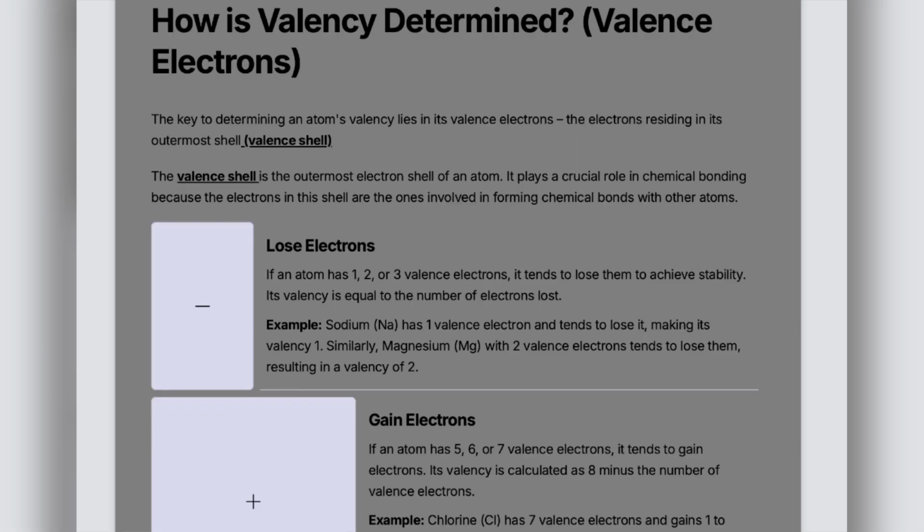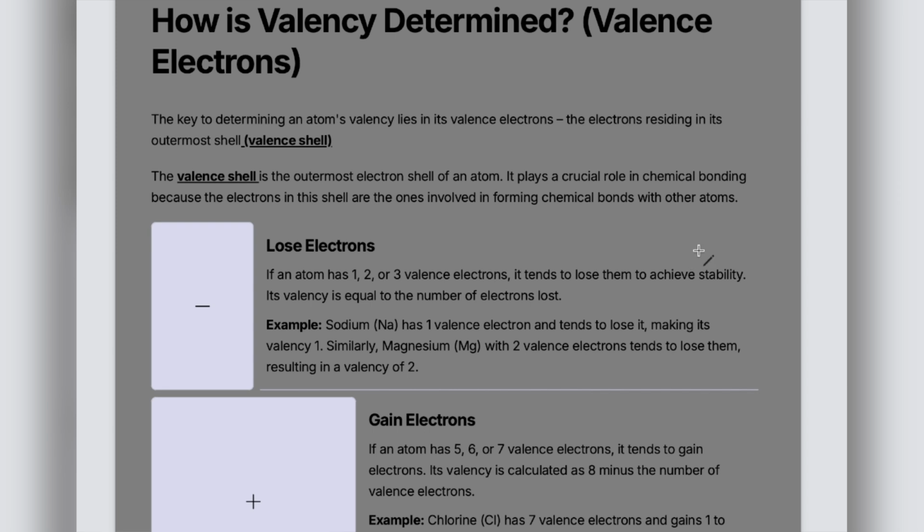So the valence shell is the outermost shell of an atom. It plays a crucial role in chemical bonding because the electrons in this shell are the ones involved in forming chemical bonds with other atoms.